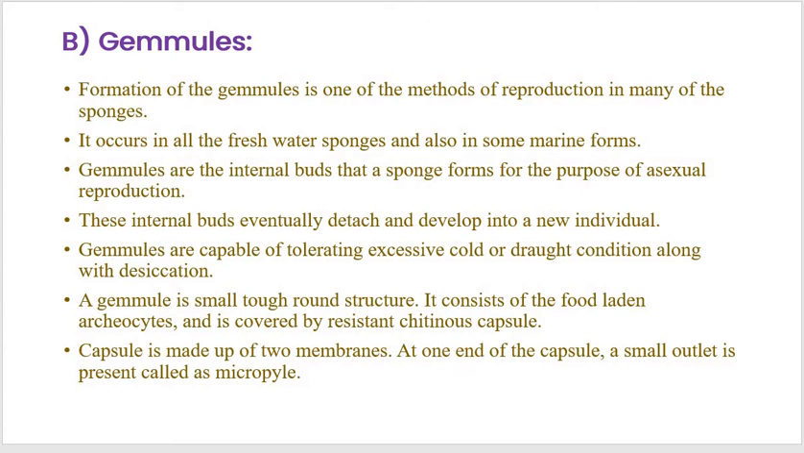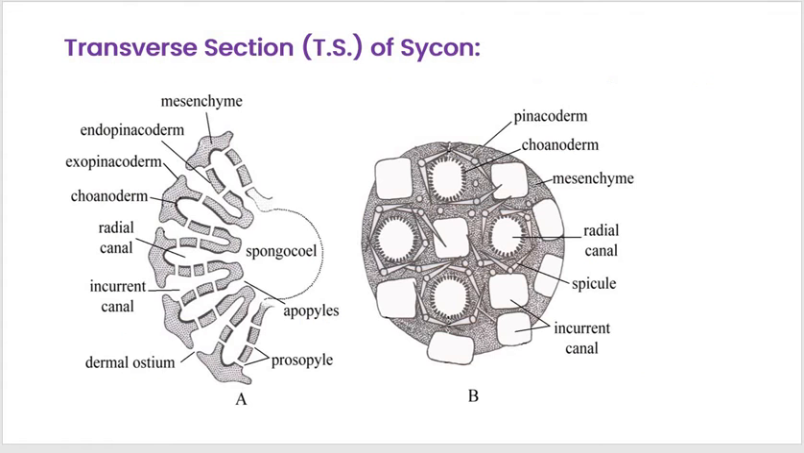Now such a gemmule is a small, tough, round-shaped structure, which consists of food-laden archaeocytes. You can see in the diagram that these archaeocytes are covered by a resistant chitinous capsule. The capsule is made up of two membranes. At one end of the capsule, a small outlet is present, called a micropyle. You can observe this in the diagram.